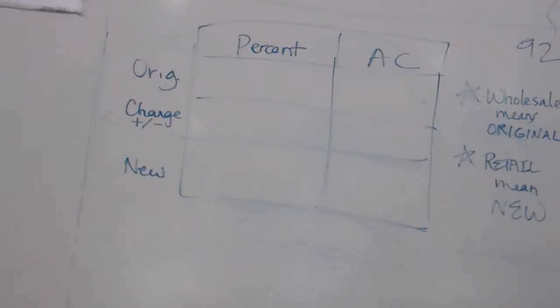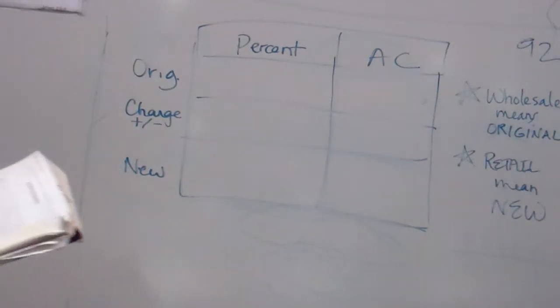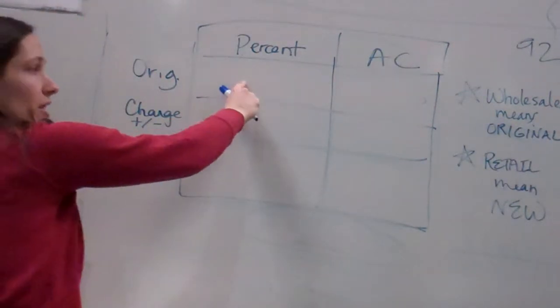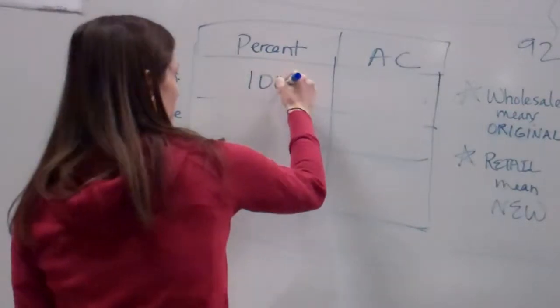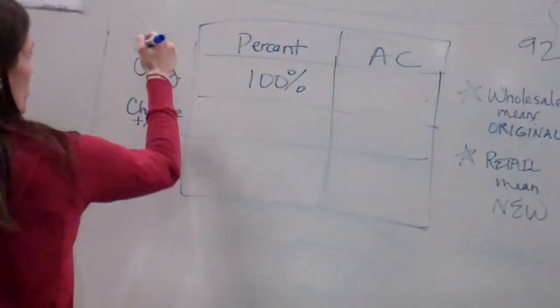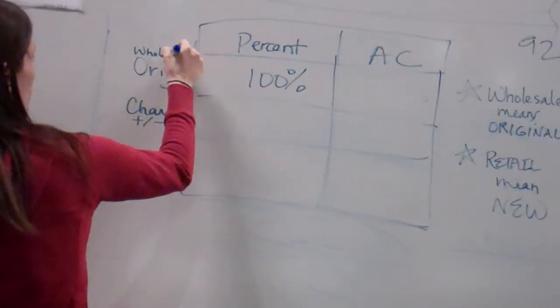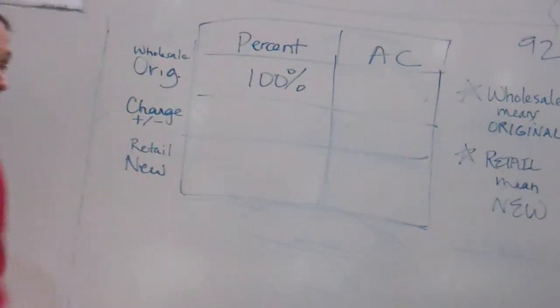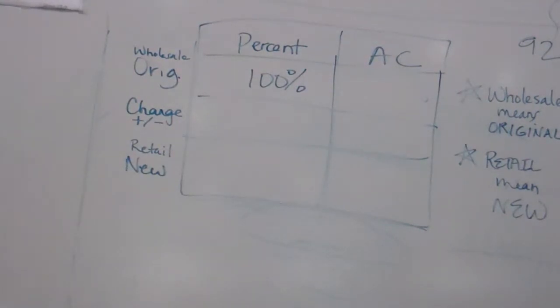Okay, so now that you know that, listen to what the problem says. A merchant bought an item at wholesale price for $20. Okay, what is my original percent? 100, right? Always. Original is my wholesale, right? I'm going to go and write it over here. My new is my retail. Right? Everybody saying with me?